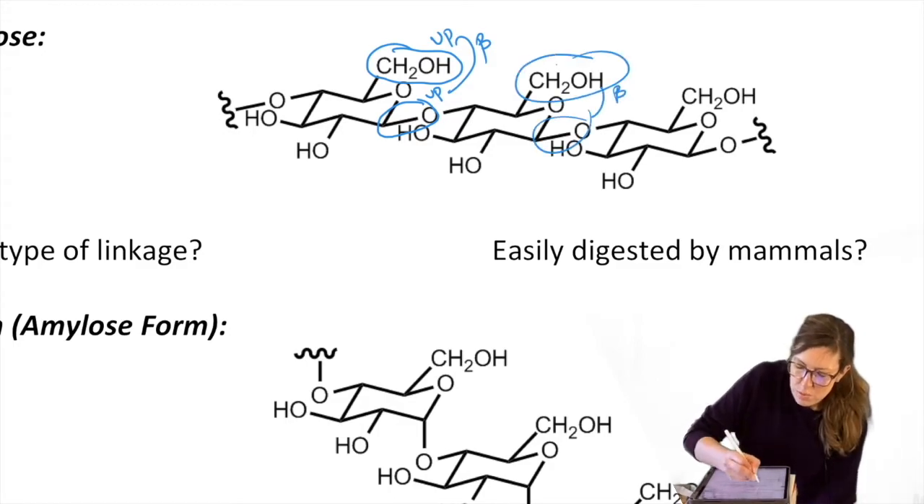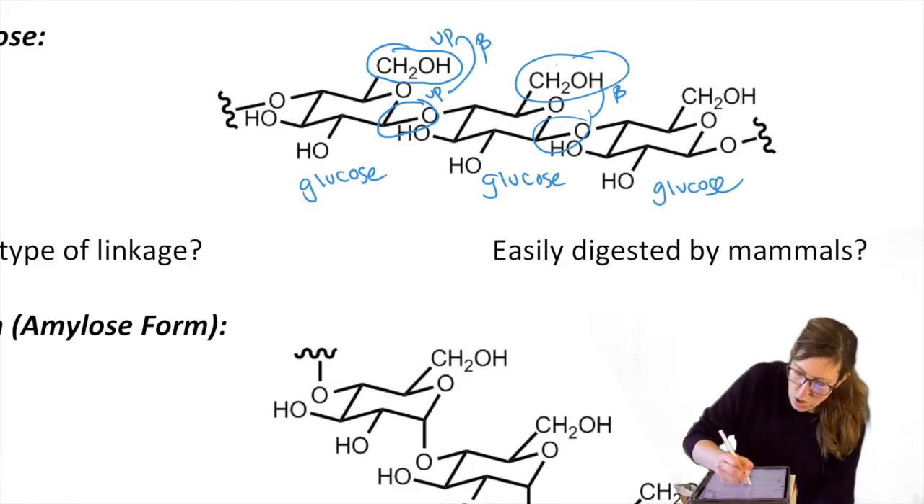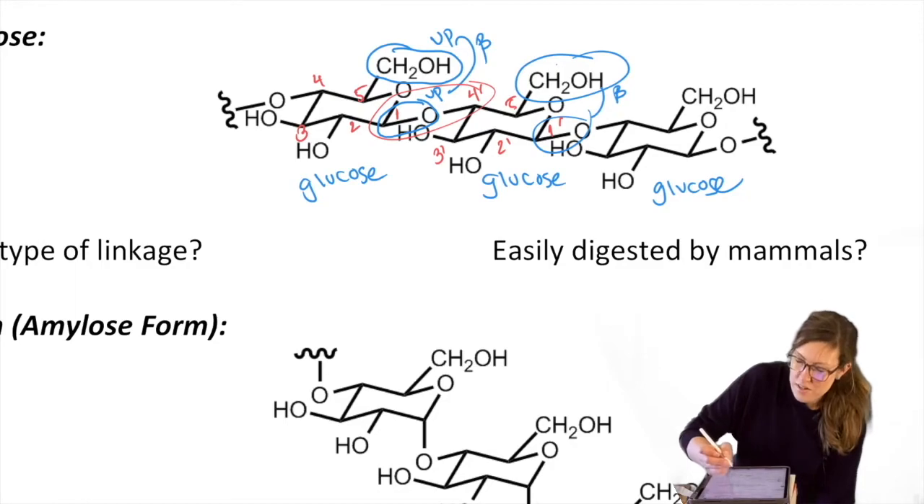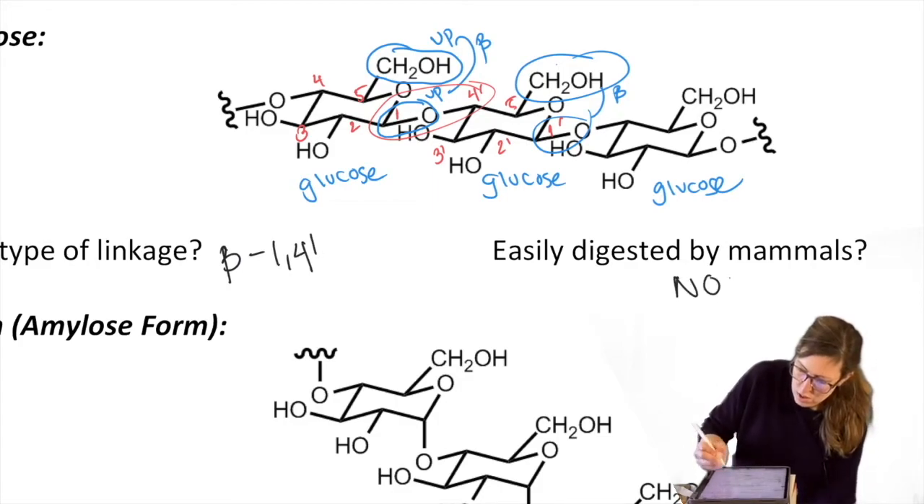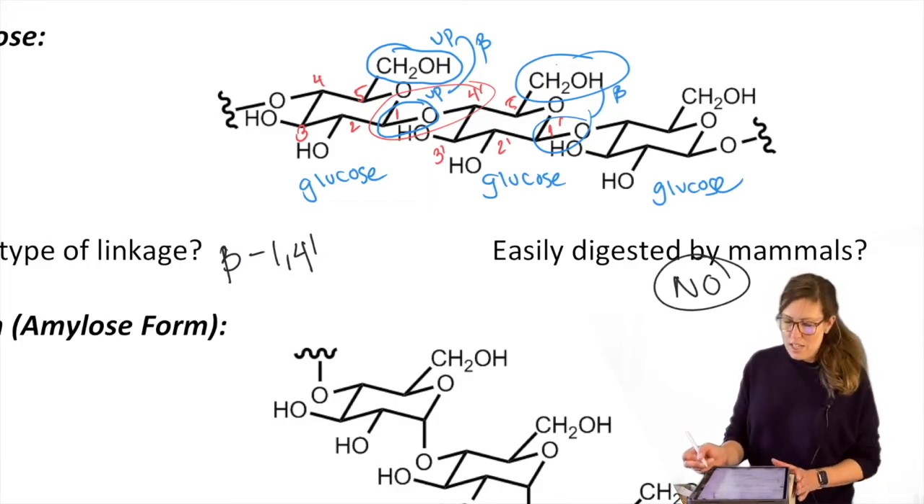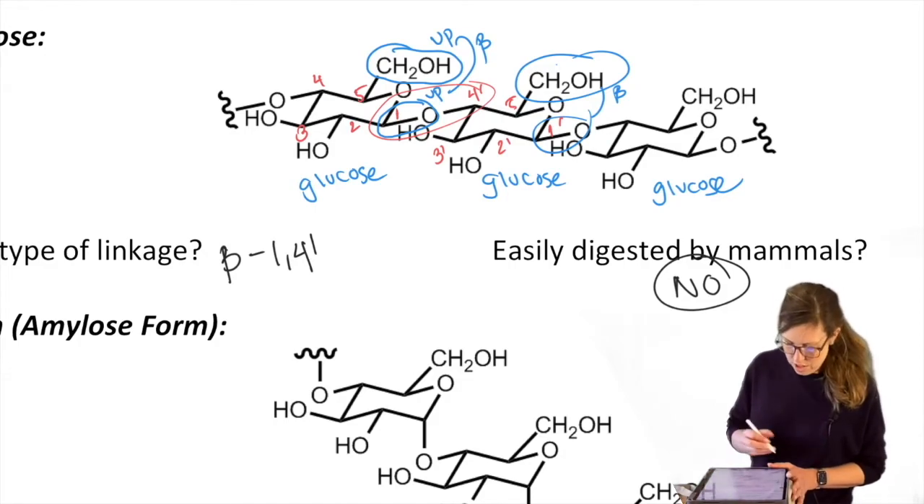And that's just multiple glucose units. Glucose, glucose, glucose. Let's look at the nature of the linkage. Let's number it: 1, 2, 3, 4, 5, then 1 prime, 2 prime, 3 prime, 4 prime, 5 prime. So we have that 1,4 again, right? Beta 1,4 prime. No, we're not going to be eating that unless you have a special wood digestion enzyme.